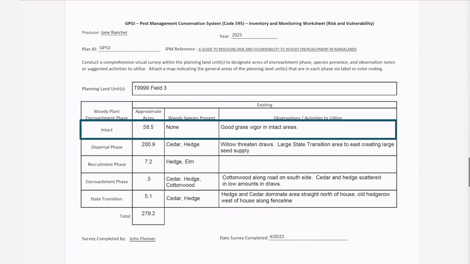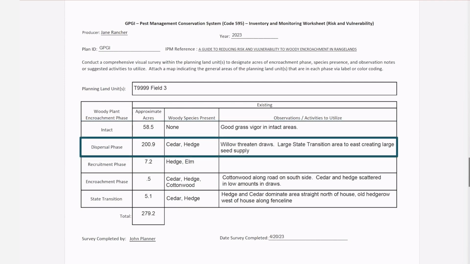In the first row, the woody plant encroachment phase is intact with 58.5 acres. There are no woody species present. There is good grass vigor in intact areas. The second row is the dispersal phase, which has 200.9 acres. The woody species present are cedar and hedge. The observation is willow threatened draws, large state transition area to east creating large seed supply.